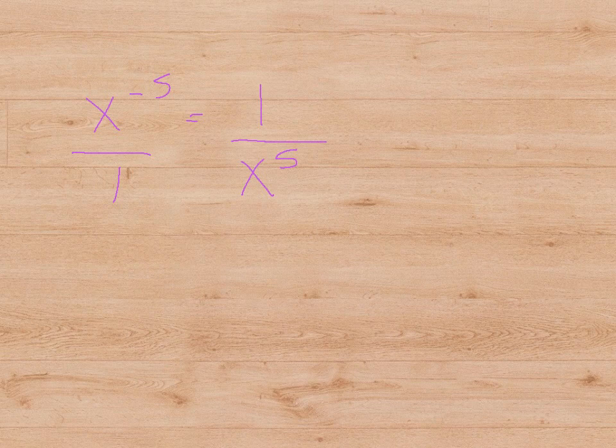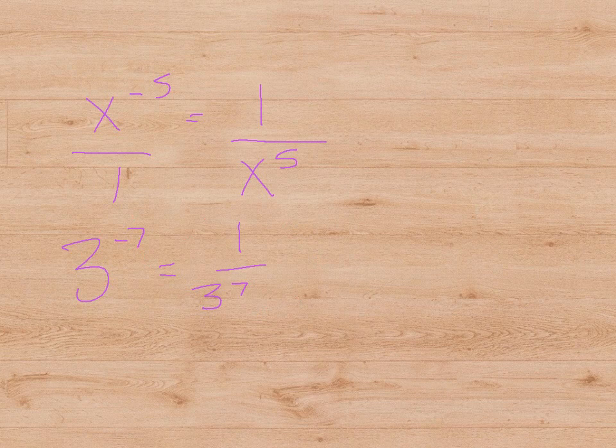I want you to pause it, and I want you to try this one on your own. 3 to the negative 7th. Pause the video now and try this one. Okay, hopefully you got 1 over 3 to the 7th. Again, the negative 7 just means instead of being in the top of the fraction, we had to move it to the bottom of the fraction.